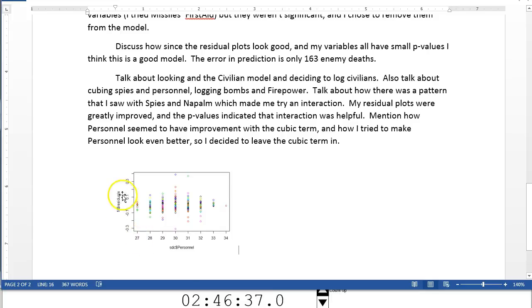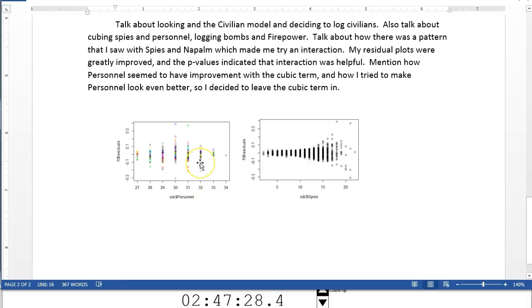I should have fixed my axes, made them look nicer. But I'll throw that plot in so that they can see what I'm talking about and why it was that I wanted to fit this pattern and make it look a little more random. And if I'm going to do that with personnel, I probably certainly ought to do it with spies. That was one of the variables that I never really did get fixed very well, even though I tried.